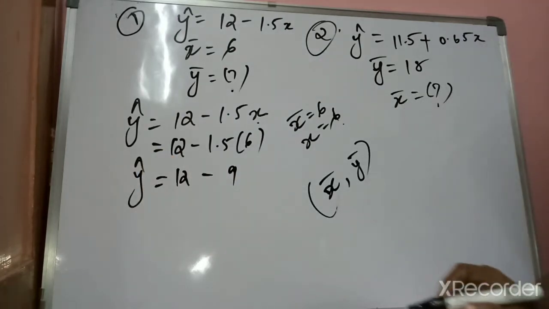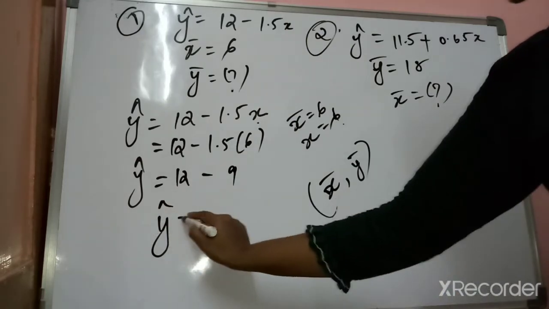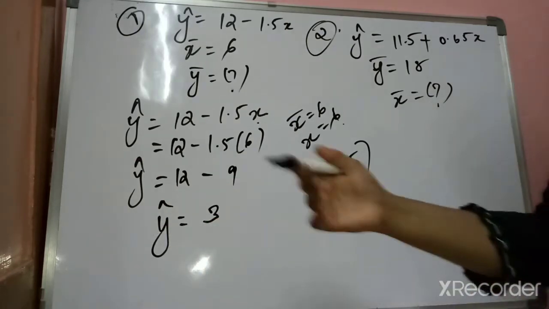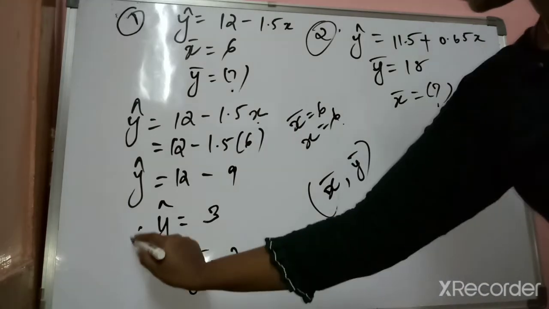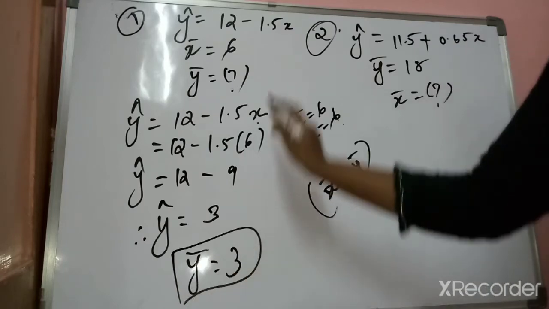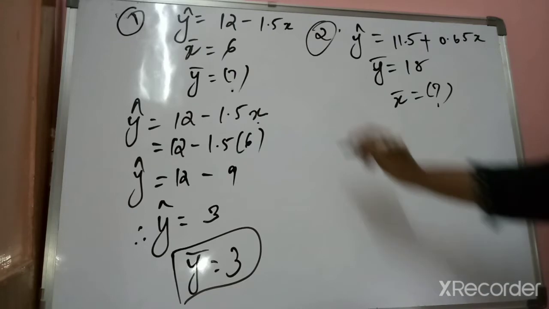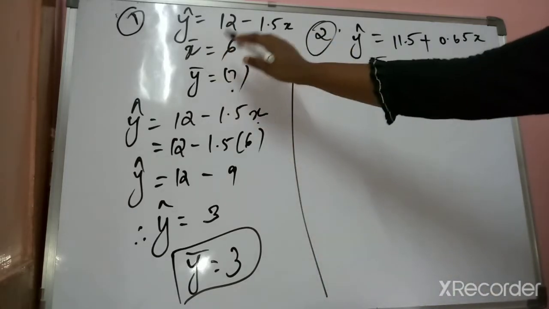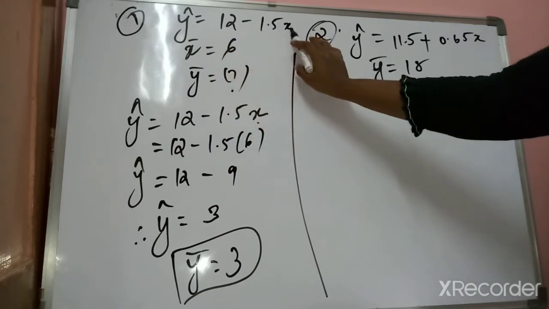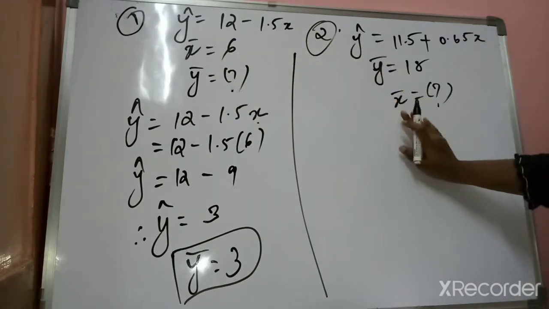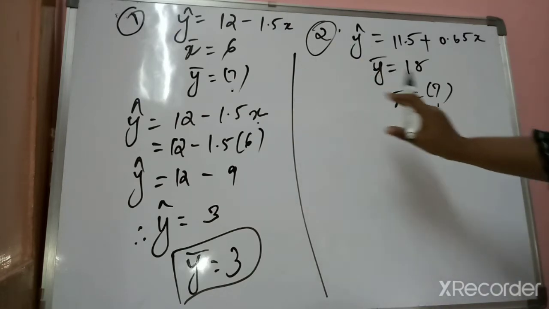So just deduct it by your 12. So the answer would be your y cap is equal to 3, which is also equal to your y bar is equal to 3. Clear with this? Your first sum is completed. What you did is you just replaced the x bar value, you just kept the value of x bar in place of x. Similarly, you have to do it over here.